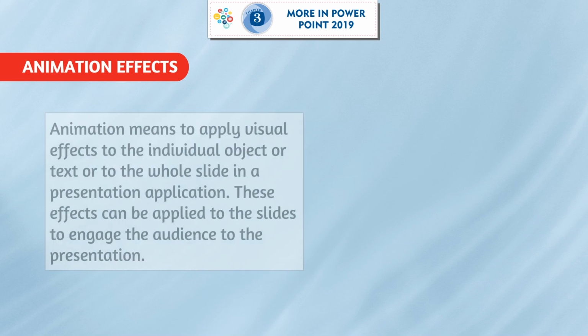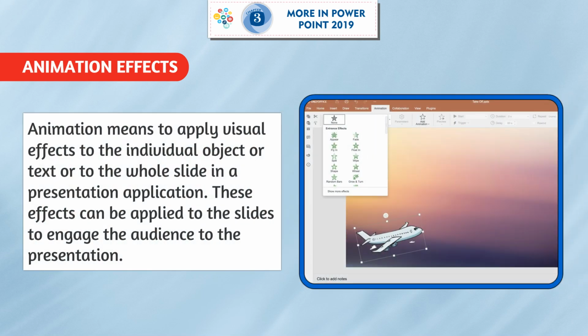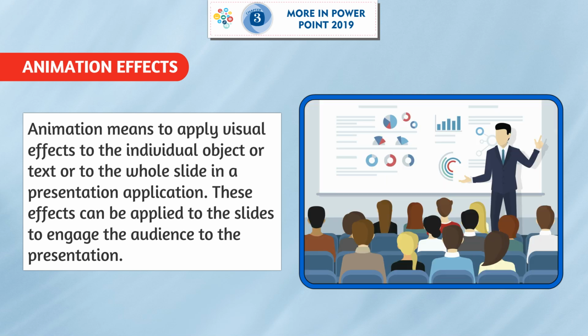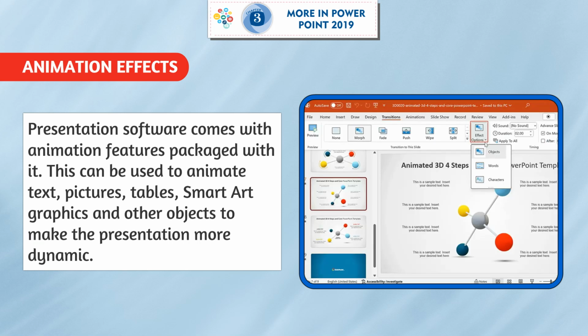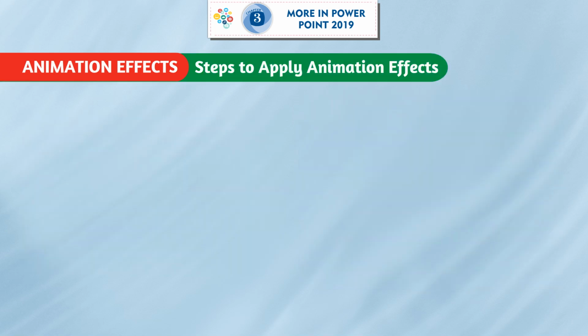Animation effects. Animation means to apply visual effects to the individual object or text or to the whole slide in a presentation application. These effects can be applied to the slides to engage the audience in the presentation. Presentation software comes with animation features packaged with it. This can be used to animate text, pictures, tables, SmartArt graphics, and other objects to make the presentation more dynamic.